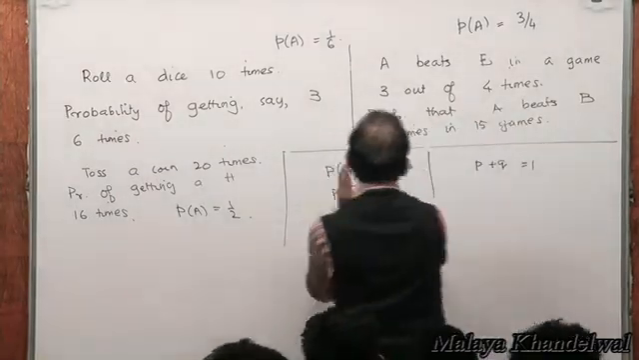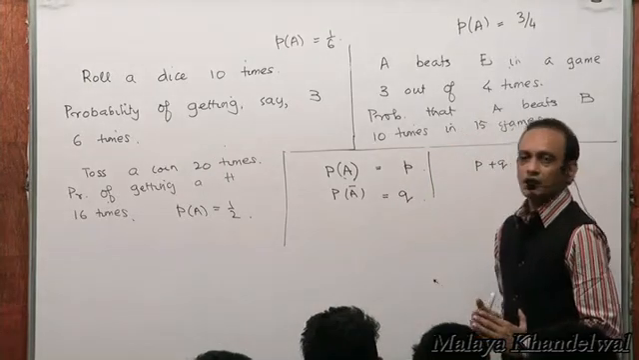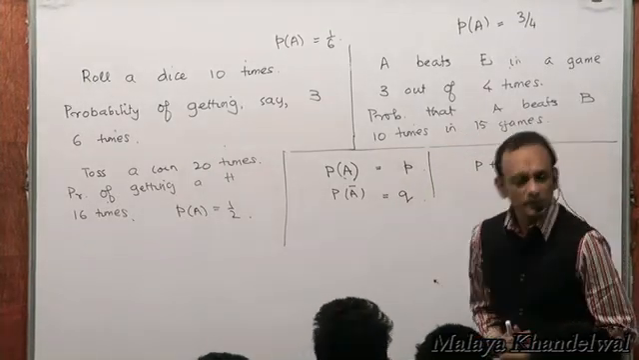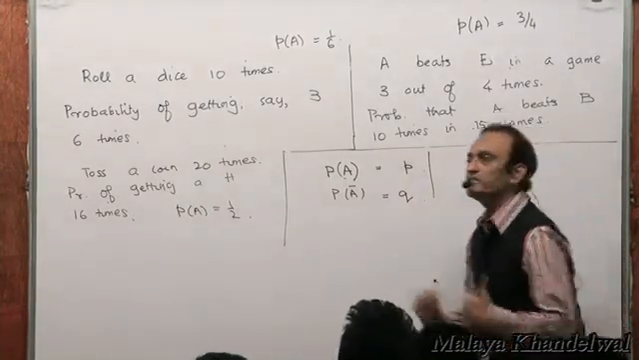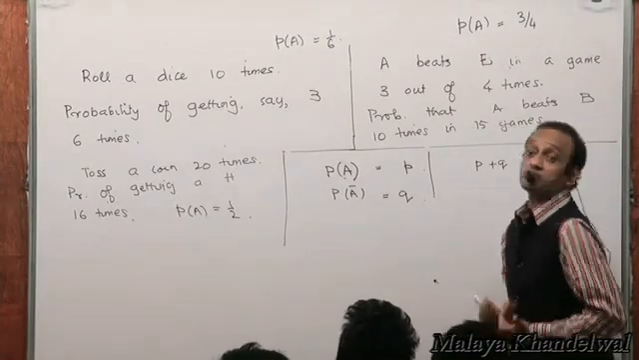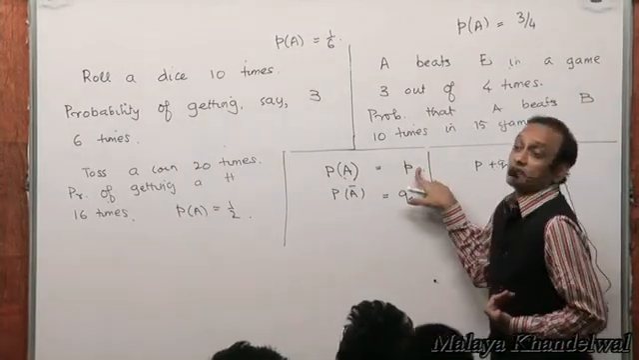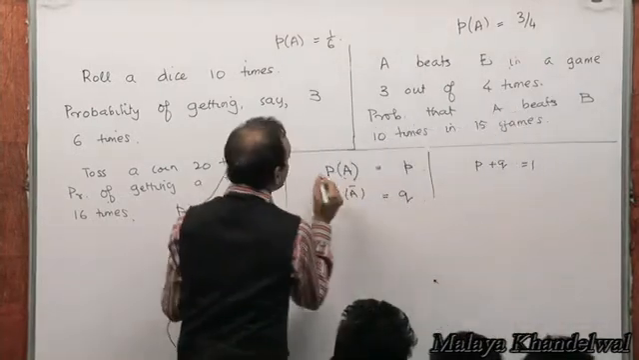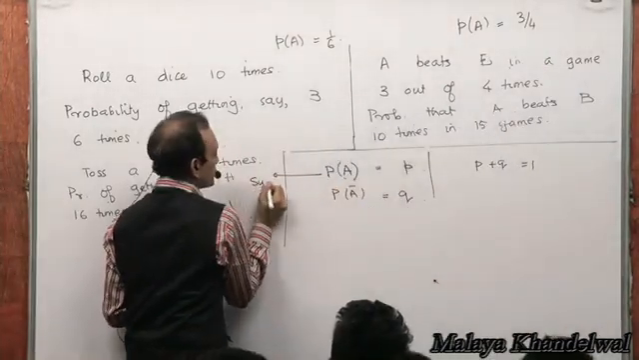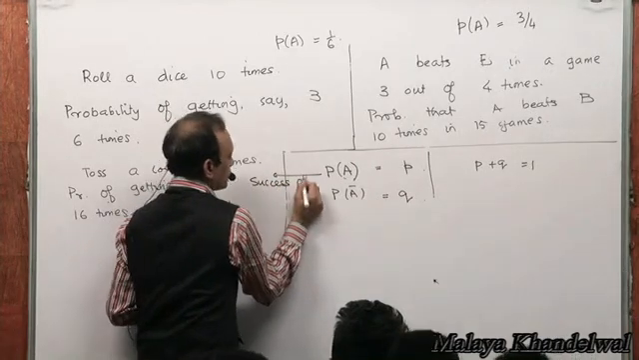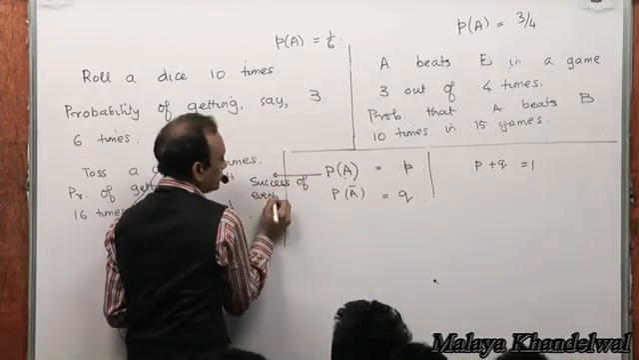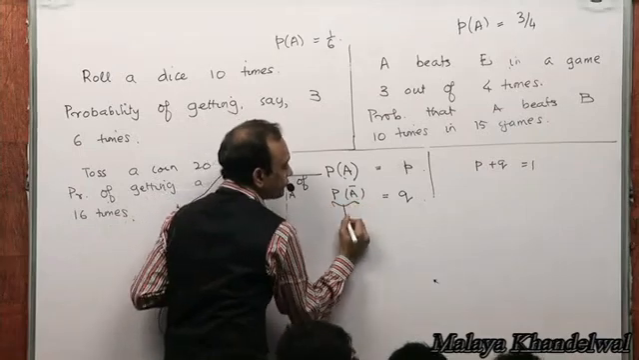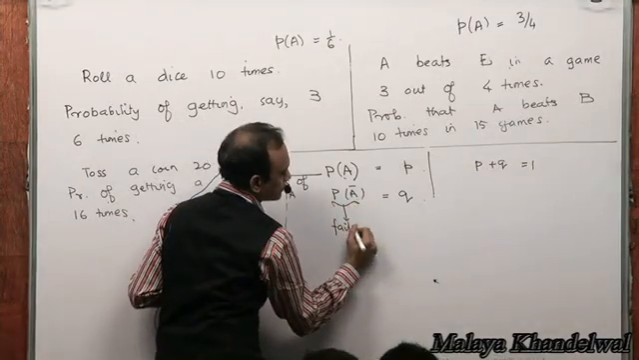So I'm talking of one trial of that experiment. The probability is P of that event A taking place. We call this success of the event A. We call this failure of the event A.